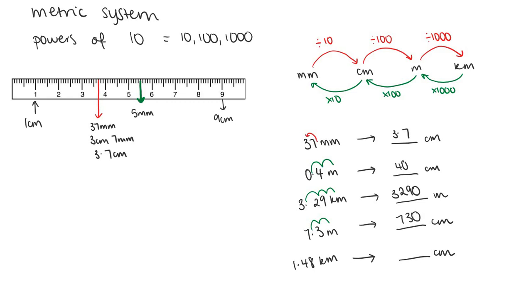And then lucky last, here I'm going from kilometres to centimetres. I'm going to do 3 spaces to start because that would give me metres. And then because I'm jumping to centimetres, I'm going to go another 2 spaces. So that would give me 148,000.